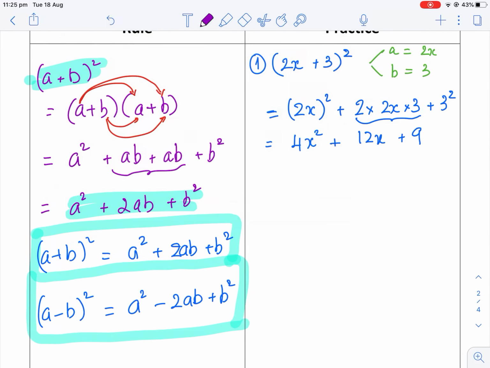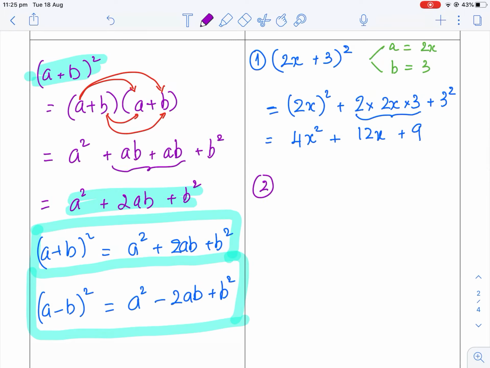Now we're going to do some more examples on this one. For example number 2, I have y take away 3x squared. And then I see a minus here, so I know that I'm going to use this rule, a minus b. So here a is y and b is 3x. Some of you may get confused that b is negative 3x. No, because the negative is already counted in here. So b is just 3x. So I'll write down here, a is y and b is 3x.